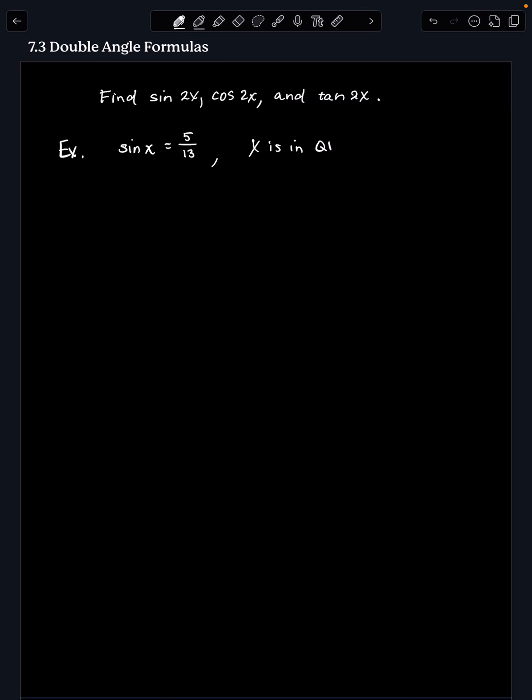Alright, hopefully you've taken your notes from Canvas and you see where the double angle formulas come from, and have those written down. So we're going to work some examples here.